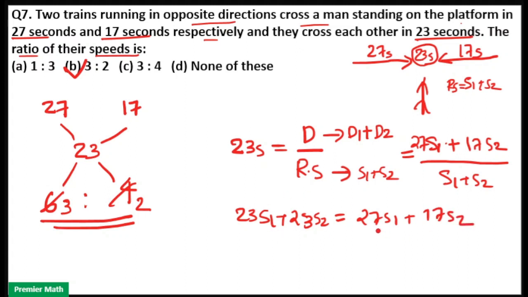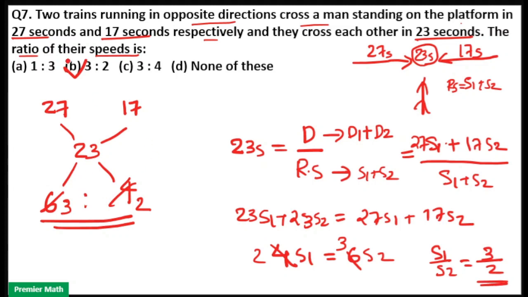So 27 S1 minus 23 S1 is equal to 4 S1, which is equal to 23 minus 17 S2, that is 6 S2. So same ratio, that is 2 into 2 is 4, 2 into 3 is 6. So S1 divided by S2 is equal to 3 by 2, that is 3 is to 2. So option B is your answer. Either you can do this, but alligation method is easy.